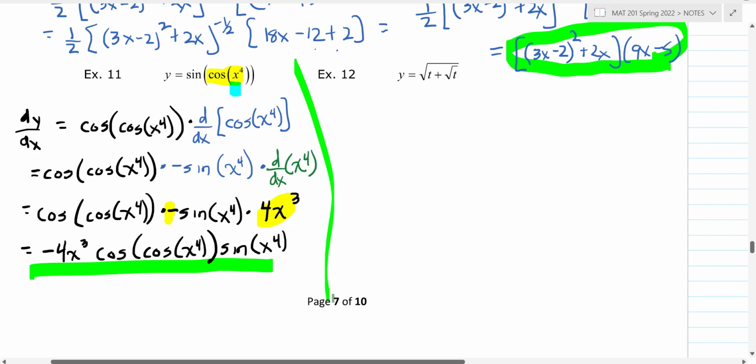I always like that Russian doll thing because it always sticks in my head. It's just you have 3 levels of functions on this problem. Sine, cosine, and x to the 4th are your 3 levels of functions, nested inside of each other.